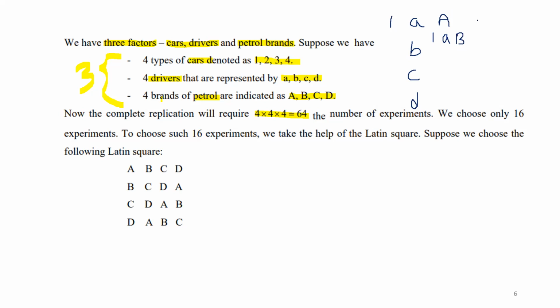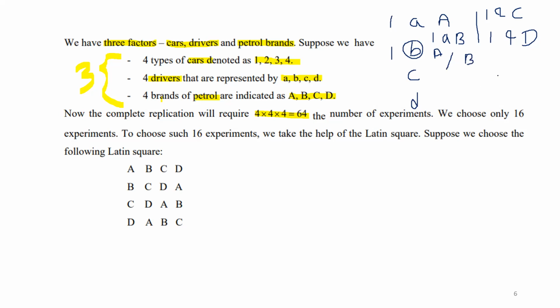Then again, car 1 with driver A with fuel C. Then car 1 with driver A and fuel D. Likewise, you have to do these 4 again for B also. Car 1, driver B with petrol A. Car 1, driver B with petrol B.